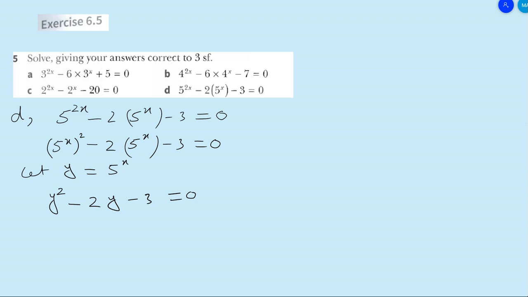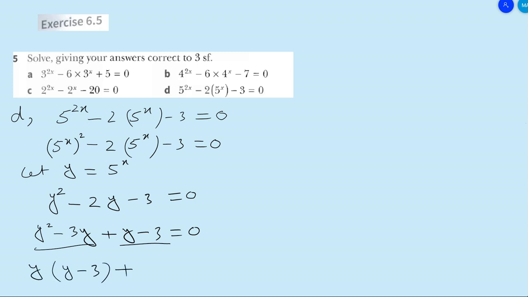3 ones are 3, 3 minus 1, 2. So y square minus 3y plus 1y minus 3 is equal to 0. Take the first two terms and last two terms. The common in the first two is y, so the answer is y minus 3. And common is 1 in the other two. If there is no common, then we have to take 1. And if these two brackets are the same, it means your factorization is 100% correct.